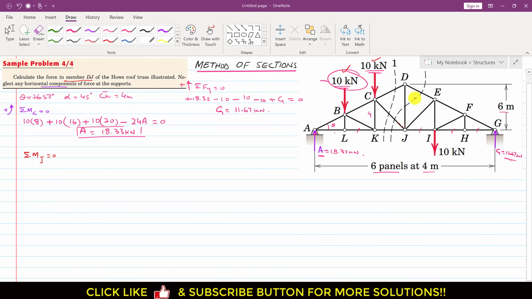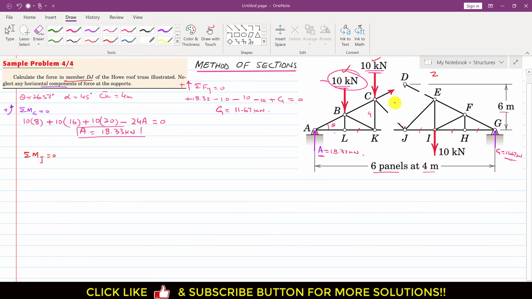Let's say this is section number 2. Before considering section number 2, we will consider section number 1 and find the Cj member force. After finding the Cj member force, we will consider the second cutting section to find the dJ member force. So let me pass a cutting section, this section 1, and then we will have this Cd force acting like this.